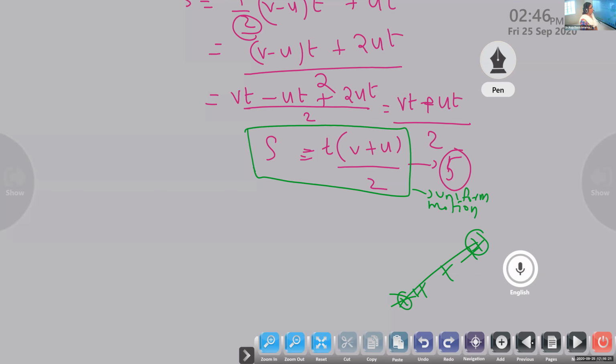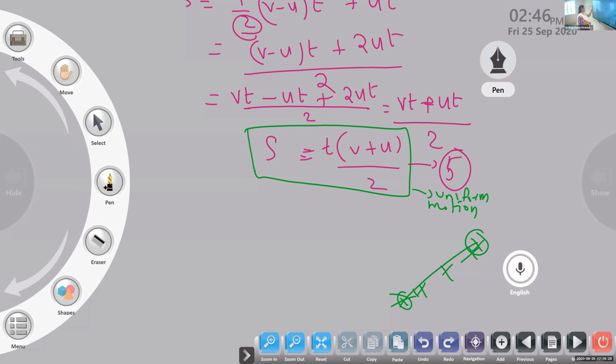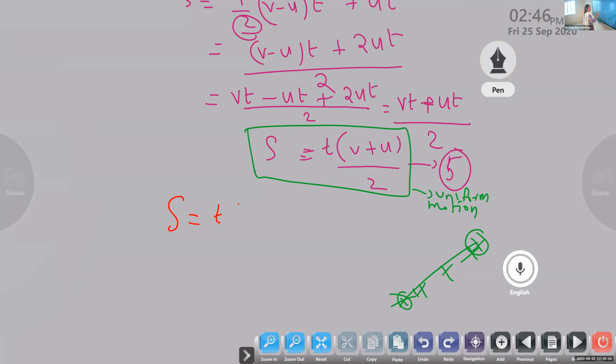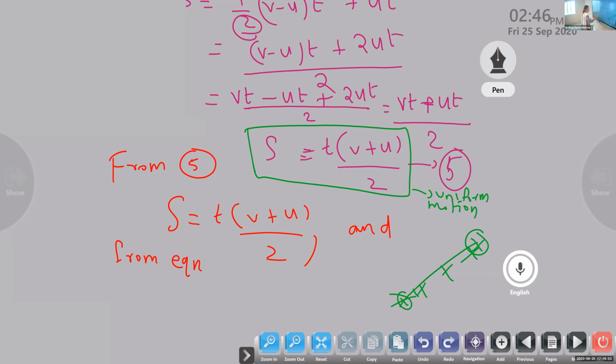It's okay. Okay, shall we go back to the third relation? Now how do you get the third relation from this? So the third relation, S is equal to (V plus U) by 2 into T. Let us take, from equation 5, S is equal to (V plus U) by 2 into T, and from equation 1, go back to the first relation. Okay, which is the one?